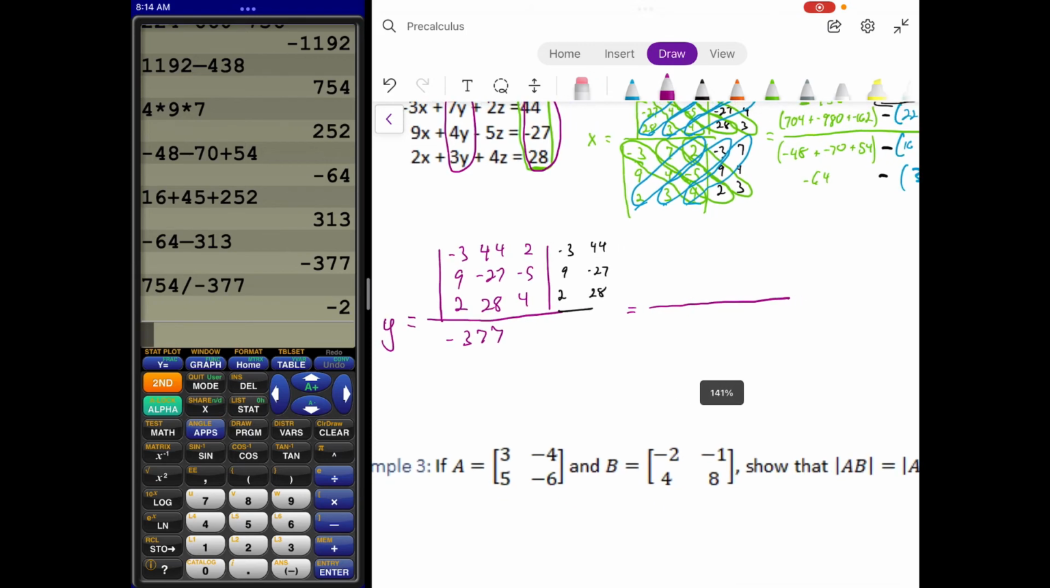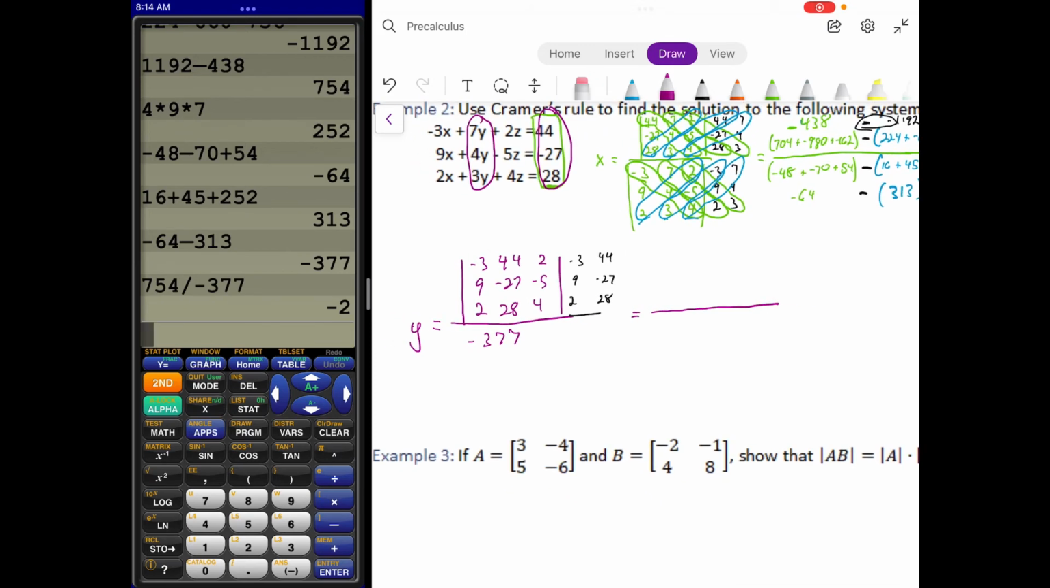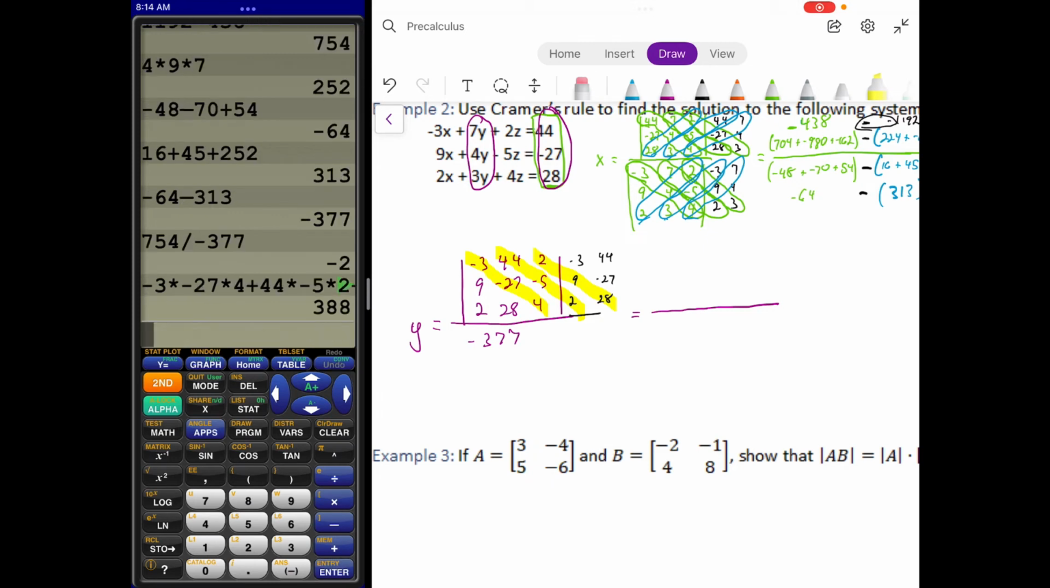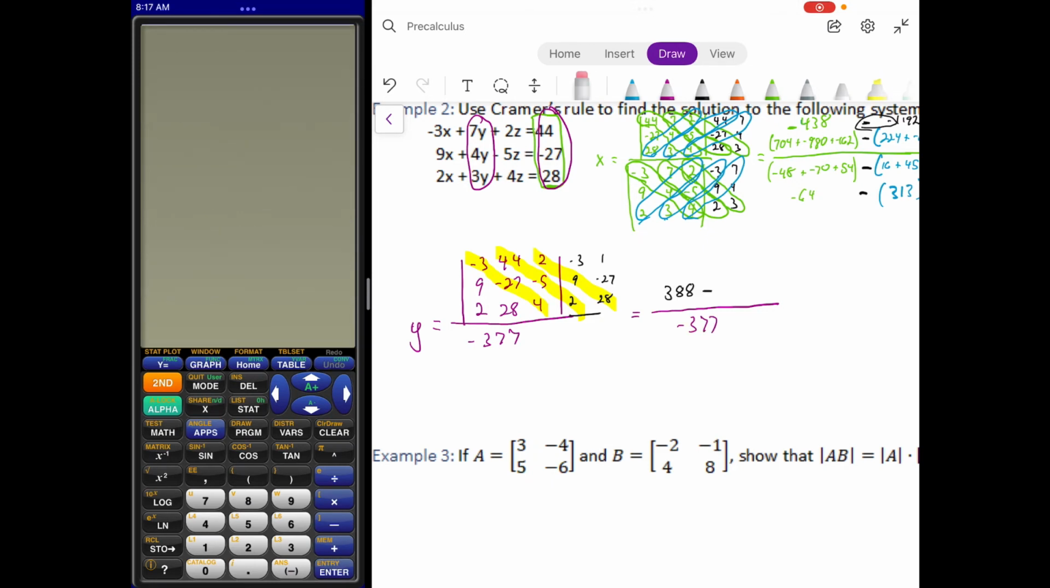Let's see if we can do this all together on our calculator. So we're going to do -3 times -27 times 4. Going to be careful. Now let's do it. -3 times -27 times 4 plus 44 times -5 times 2 plus 2 times 9 times 28. So that's 388.